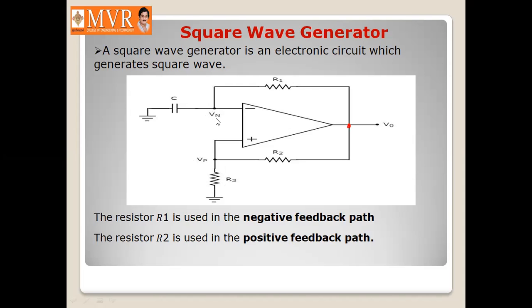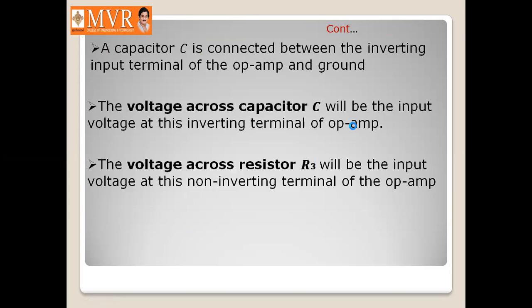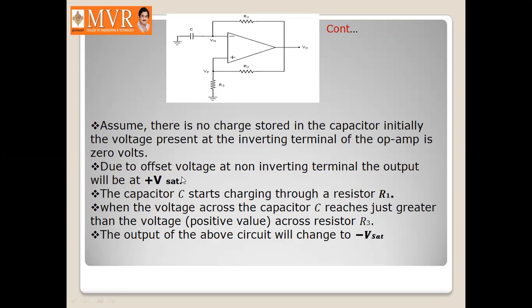And hence when we switch on the supply, what happens initially, if we assume that there is no charge across the capacitor, we assumed there is actually no charge in the capacitor. Then due to some offset voltage at the non-inverting terminal of the op amp, the output of the op amp will be at plus Vsat. So the output will be near plus Vsat.